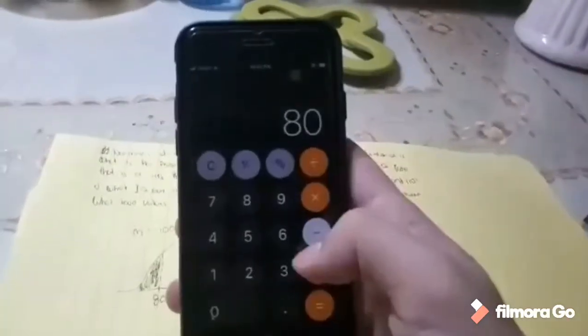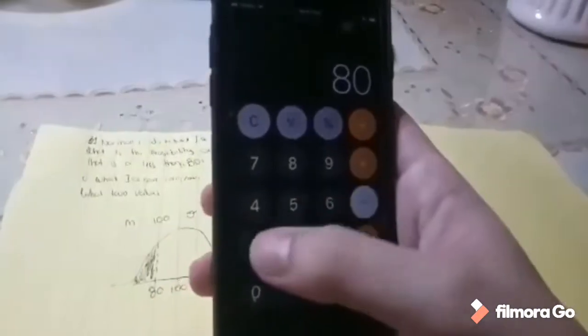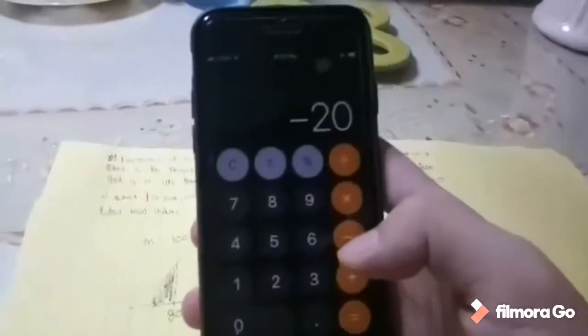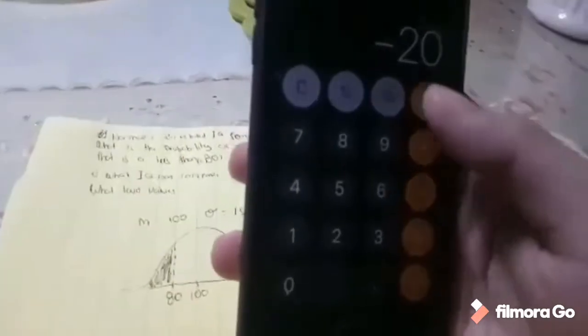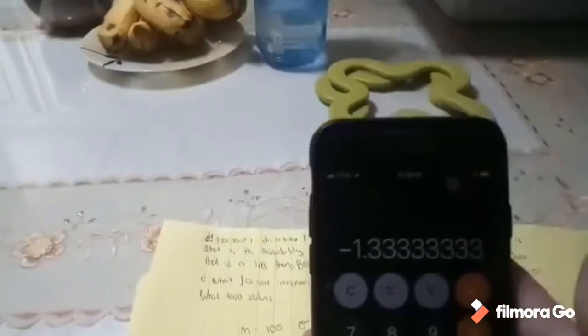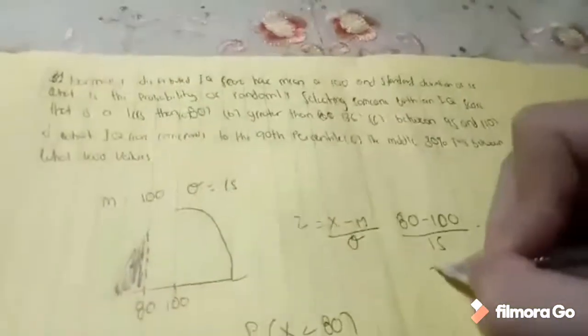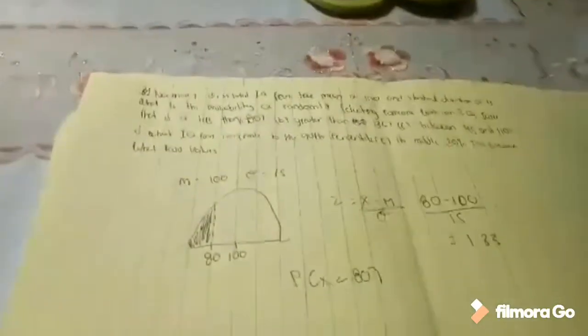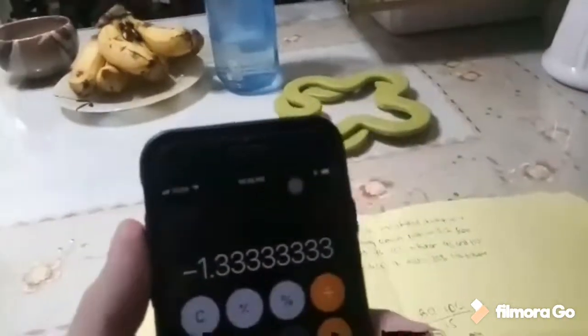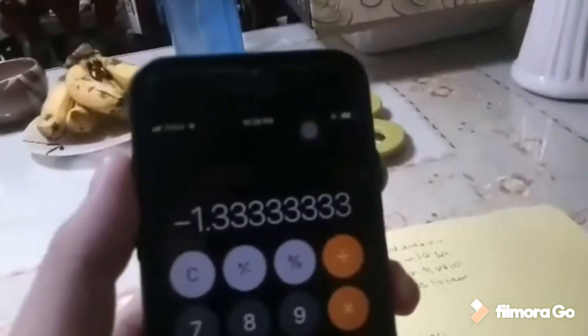So 80 minus 100 is equal to negative 20, divided by 15. So yeah, negative 1.33. As you can see, it's repeating, but we're going to stop at 2 decimals, so 1.33.